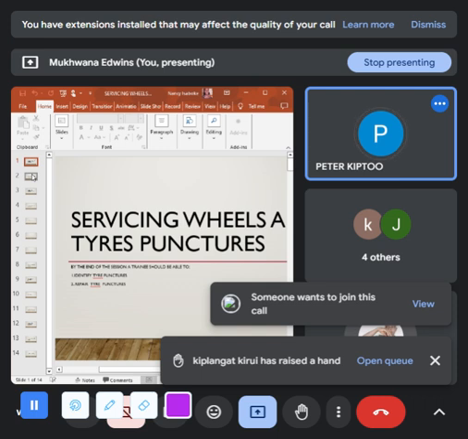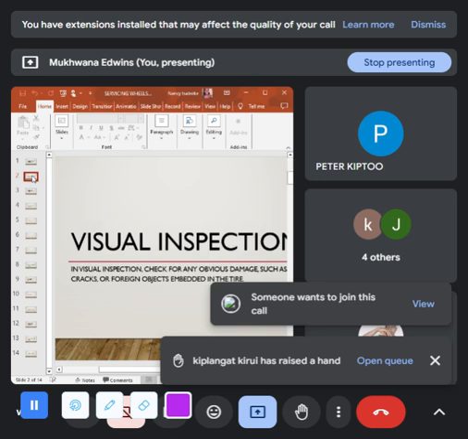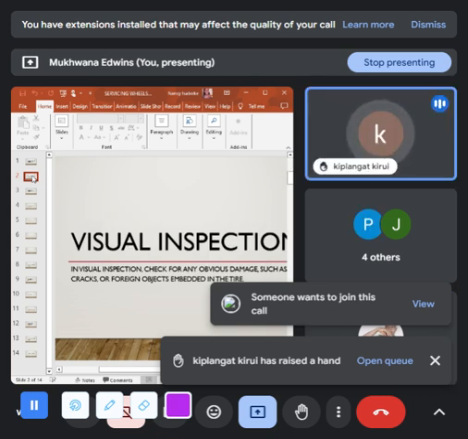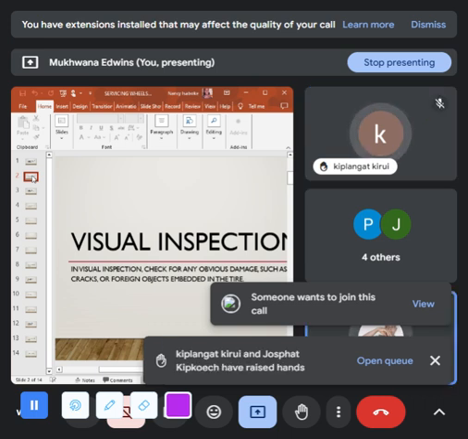Yes, Kiblangat, I see your hand is up. When the tire is not in good condition, at times there is a lot of vibration in the vehicle when it is moving. Good, that's a good trial. What else?